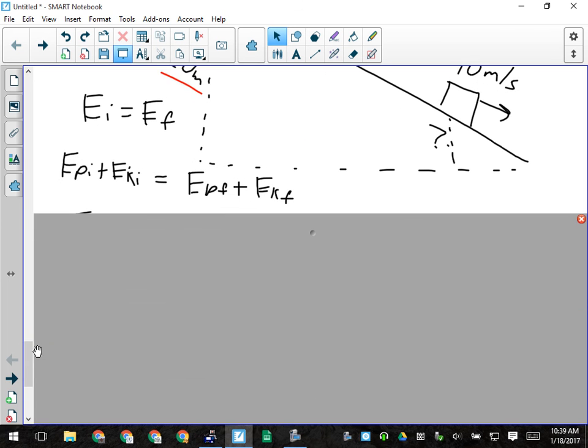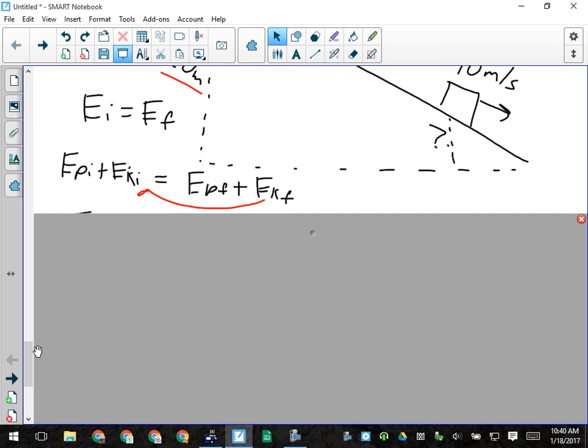Our initial potential plus our initial kinetic equals our final potential plus our final kinetic. Now I'm looking for the final height, which is part of which of those four terms? Height's part of which kind of energy? Potential. Am I looking for the initial potential or the final potential here? Right, so I'm looking for EPF. So I want to get EPF by itself. What should I do with EKF? I should subtract it over to the other side. All right, so that's my first step.